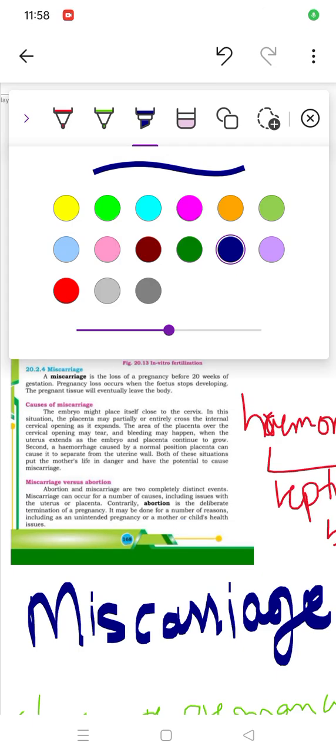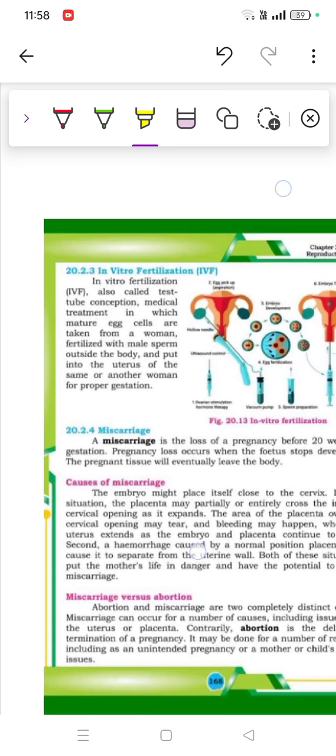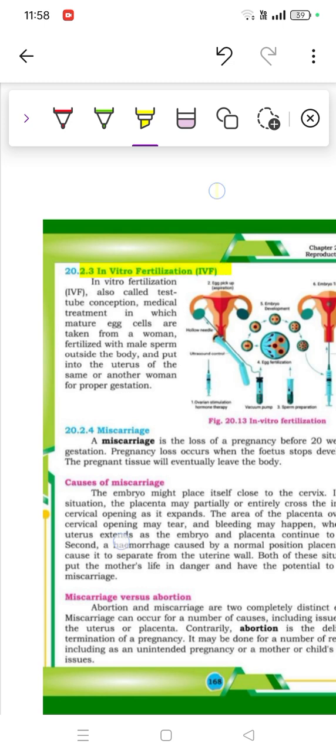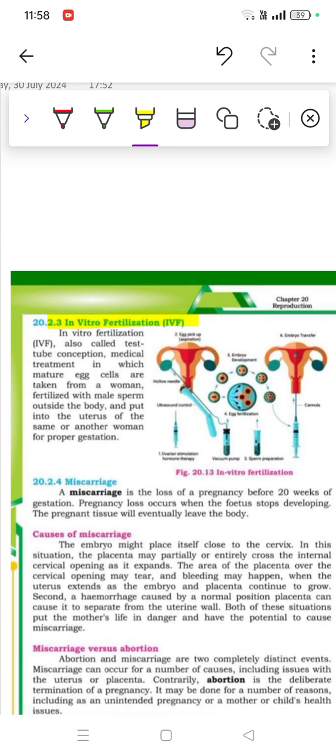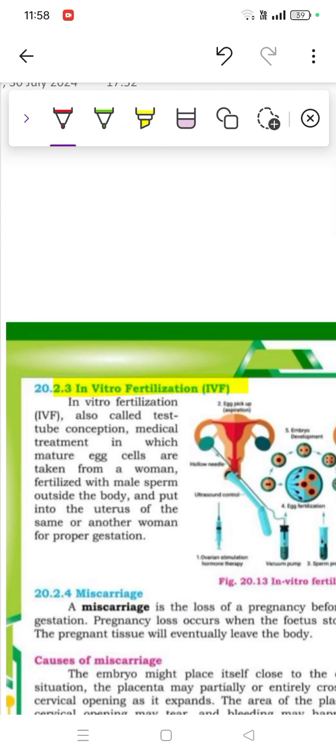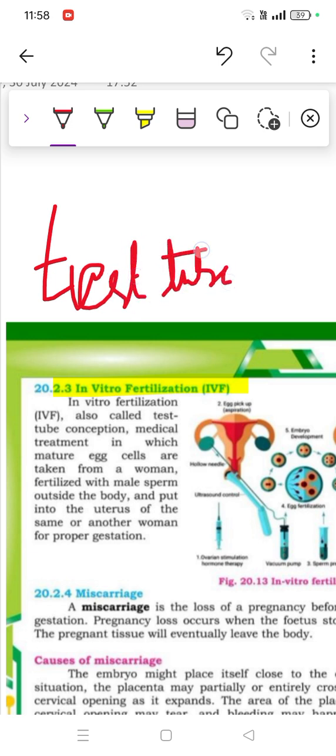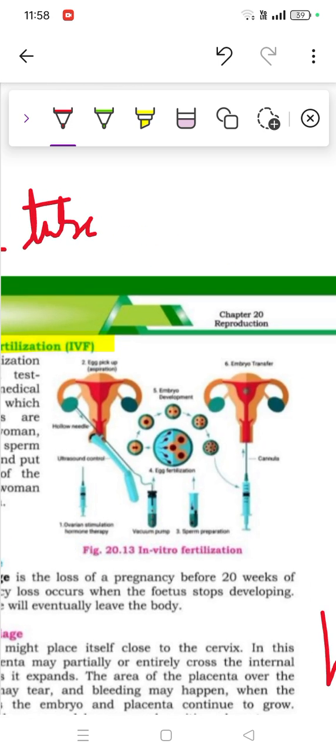So today we are going through a very small topic, which is in vitro fertilization. If I simply explain, this is fertilization done by an artificial way, and it's also called test tube conception. So why is it called that? If I just directly explain, you'll see this diagram.